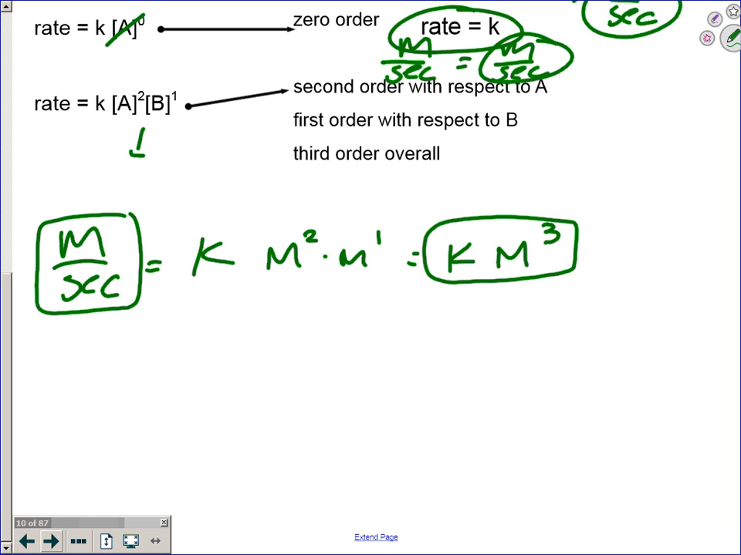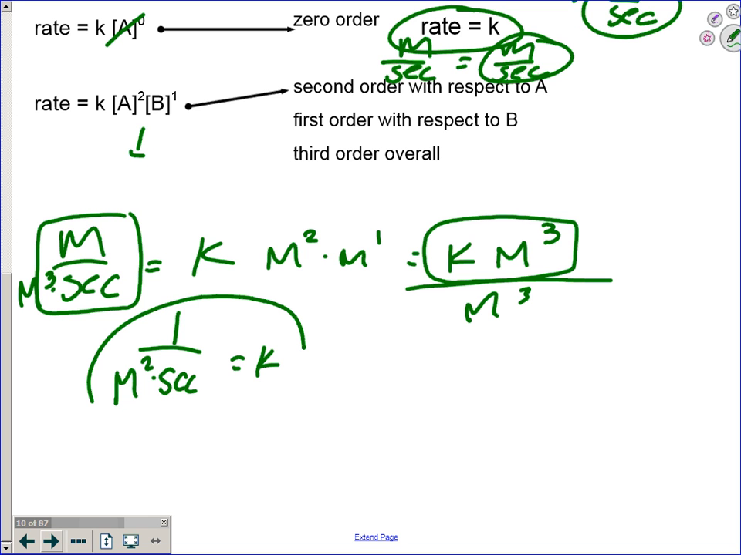Okay, say again. Seconds can't be cubed because seconds can't change. It's just per second. Over seconds molarity squared. Good. All you're doing is isolating K, right? Divide by molarity cubed. When you divide by molarity cubed here, you're also dividing by molarity cubed here, which is going to be in the denominator. So then simplify that: 1 over molarity squared seconds, right? So that's equal to K.